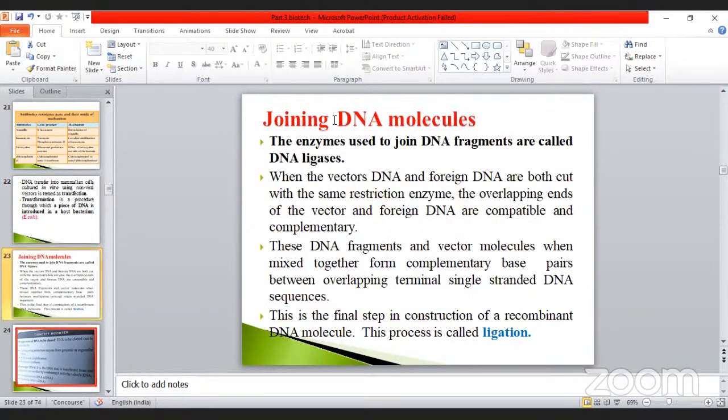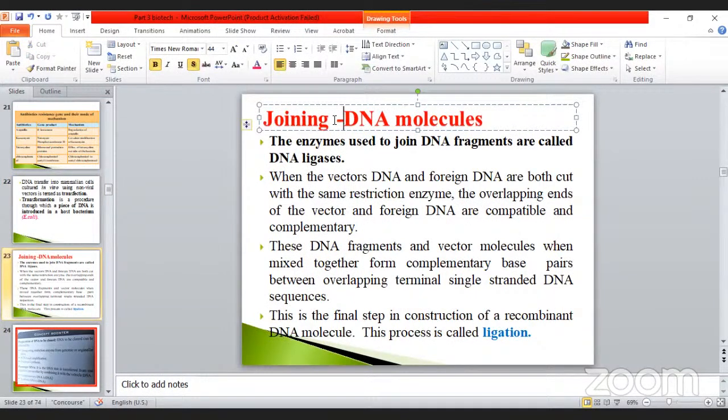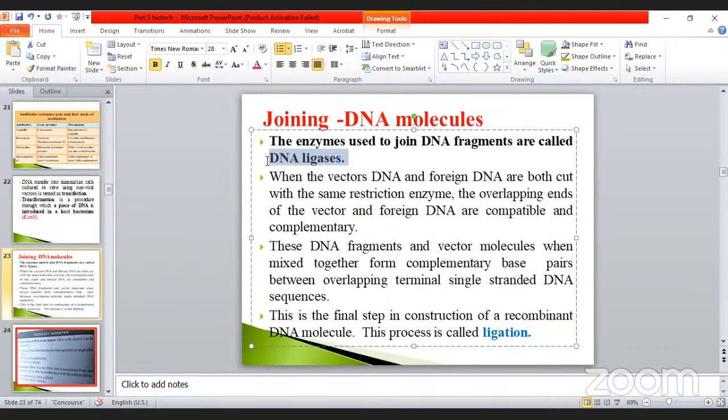Joining of DNA molecules. What is meant by joining? The enzymes used to join DNA fragments are called DNA ligases. Already we know, but many times they ask this part, isn't it? Many times we already studied this. DNA ligase is nothing but the one that joins the fragments.